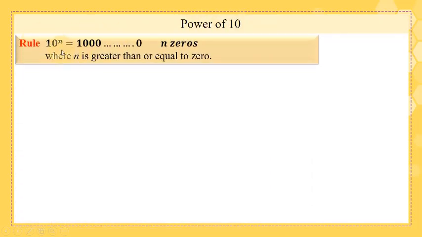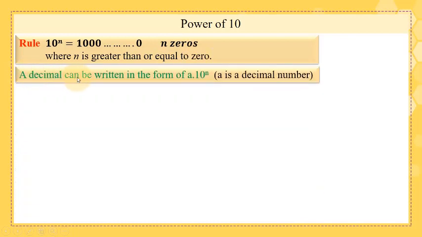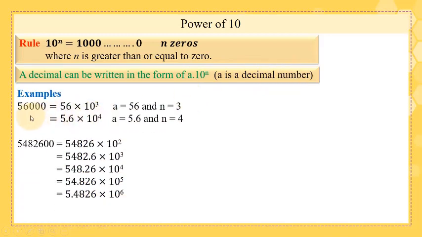Power of 10. Rule: 10 exponent n equals 1 followed by a number of zeros equal to n, which is the exponent of the power of 10, where n is greater than or equal to 0. A decimal can be written in the form of a times 10 exponent n, where a is a decimal number. Examples. 56,000.